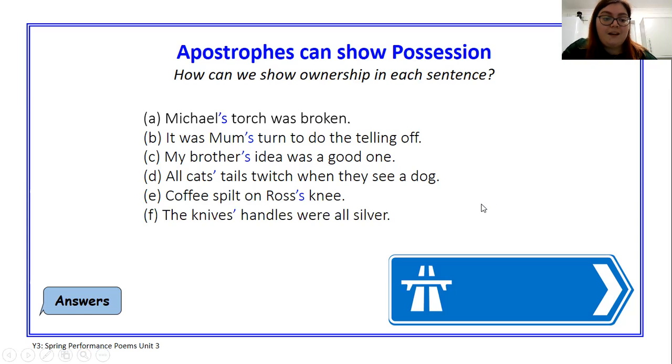Number 6, the knives' handles were all silver. So very similar to the fourth question. The knives is plural, so we add the apostrophe at the end. The handles belong to the knives. Handles, remember I didn't want to see an apostrophe here because I'm just talking about a plural word, handles. Nothing belongs to the handles.